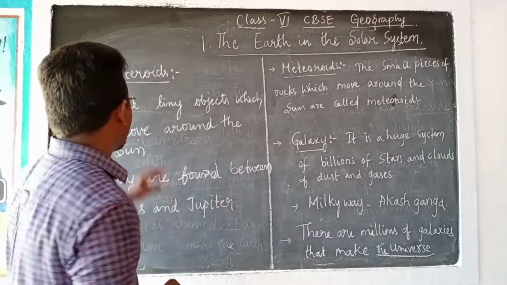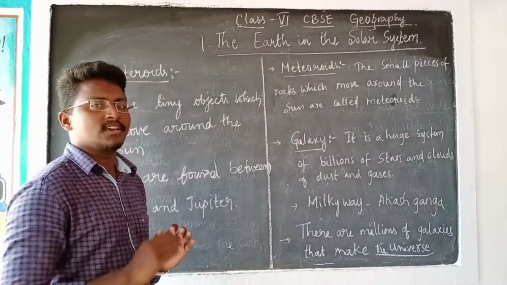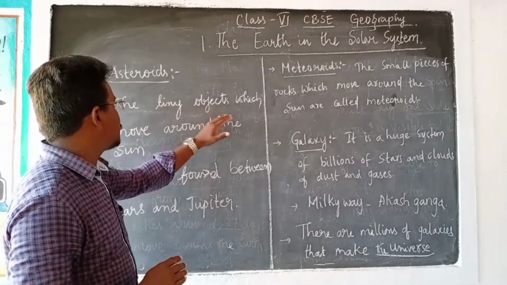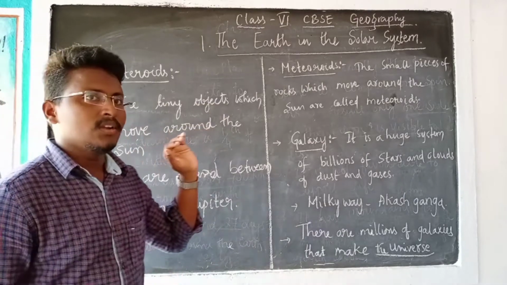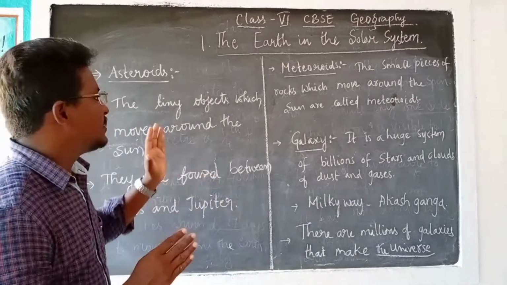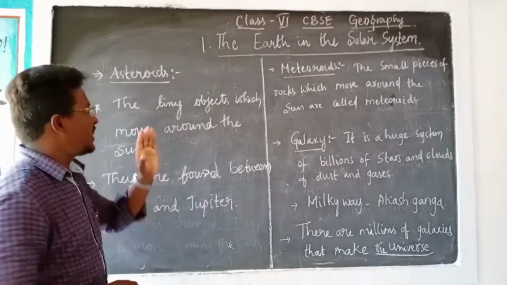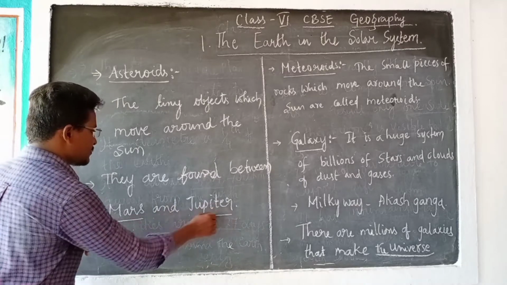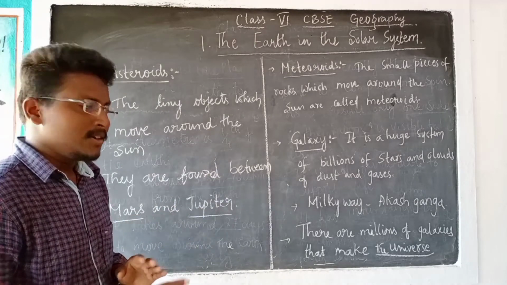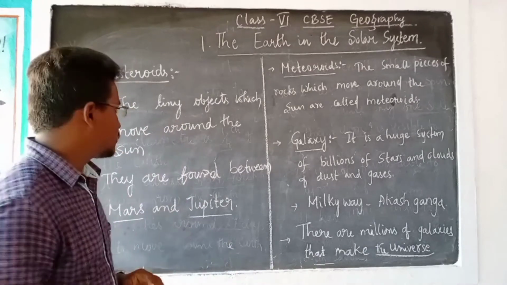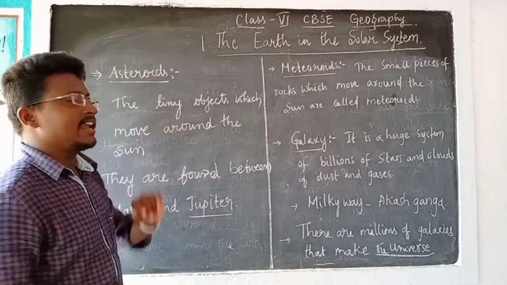So we will talk about asteroids. What are these asteroids? Where are they found? The asteroids are tiny objects which move around the sun. That means they also have a certain fixed path. You can find these asteroids between Mars and Jupiter, and only in between Mars and Jupiter. They are very tiny objects.